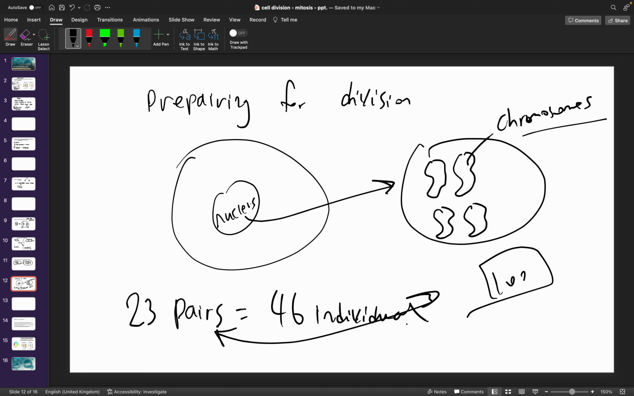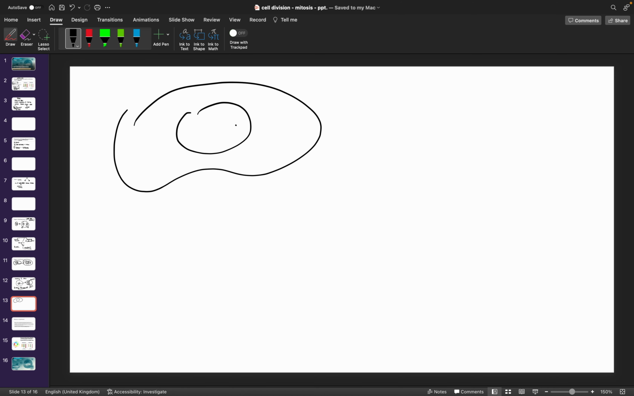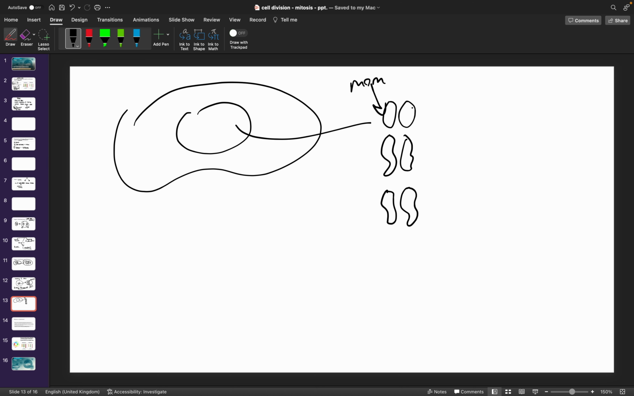And then what happens is the cell duplicates these 46 chromosomes. So in our cell nucleus, we have 23 pairs of chromosomes, one from the dad and one from the mom, 46 in total. Then the cell duplicates all 46 of these chromosomes, so that it can split them in half, right?